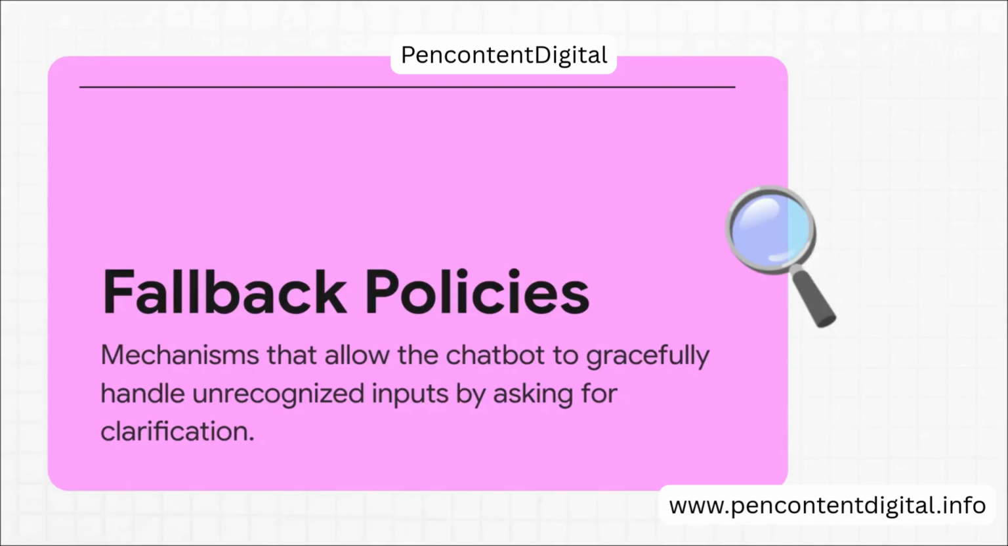But what about when the user does something you didn't expect? You can't have the bot just crash. That's where fallback policies come in. They're basically the chatbot's safety net. These are pre-planned responses for when the bot gets confused, letting it gracefully say, "Sorry, I didn't quite get that," instead of just completely breaking down.